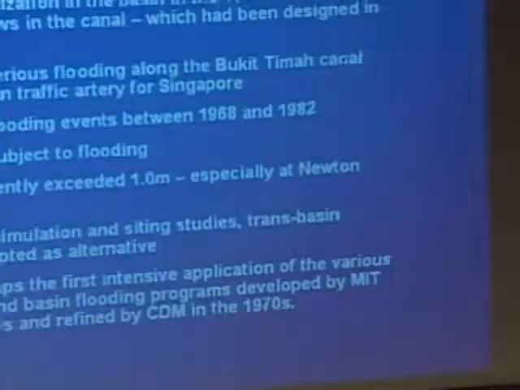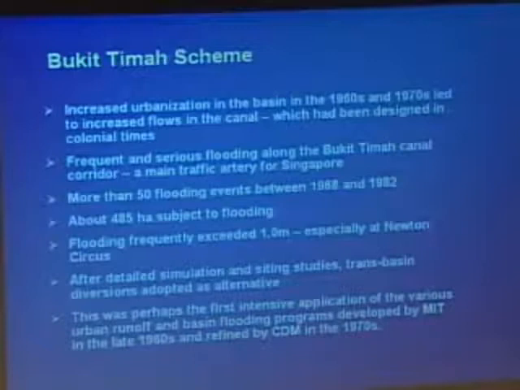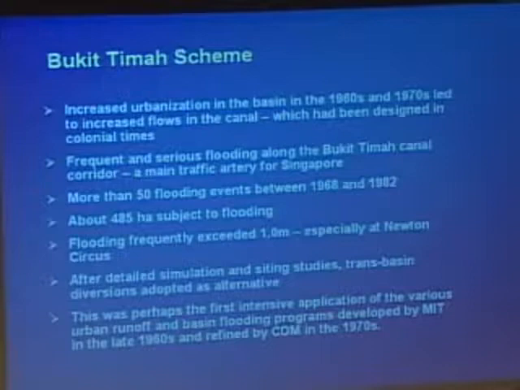And they had, back in between 68 and 82, 50 flooding events, for example. 400 to 500 hectares were flooded. The depths of the flooding was up to a meter at this place called Newton Circus, which is a major traffic junction, at least was in those days. For those of you old enough, in fact, the bus schedules in Singapore used to have a page for flood routes or disruption during flooding.